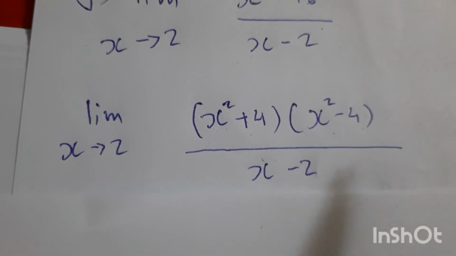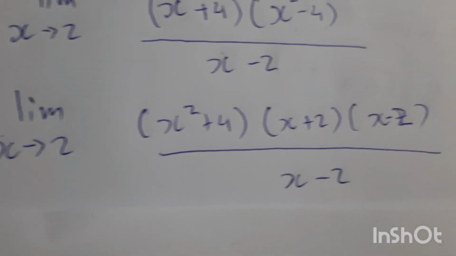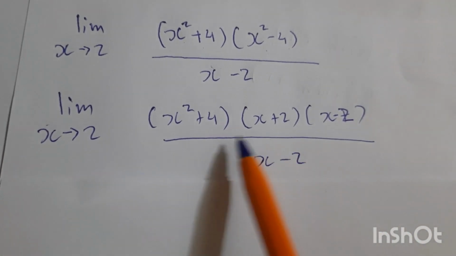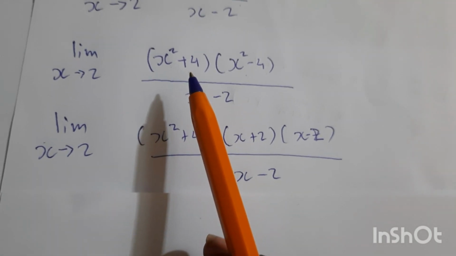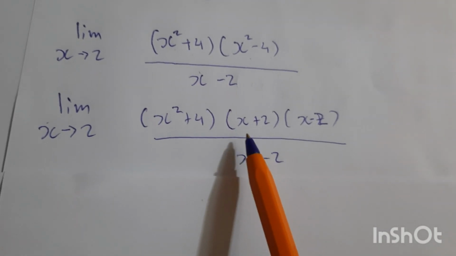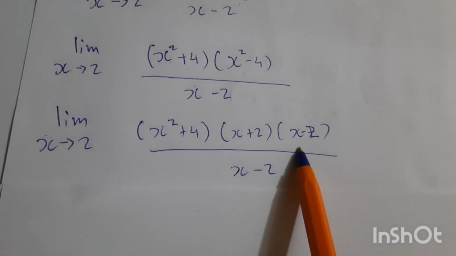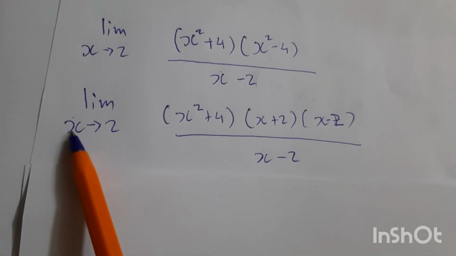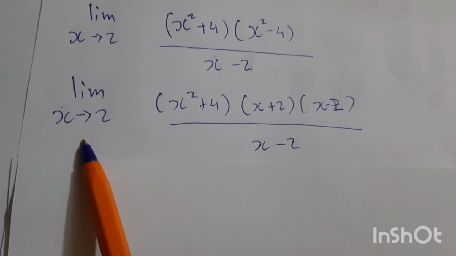So we're going to break this down further, to give you x squared plus 4, which stays constant because we haven't done anything to it. And then it becomes (x plus 2)(x minus 2) over x minus 2. Remember, the limit, always put it at the side, provided you haven't replaced x with whatever limit you've been given.